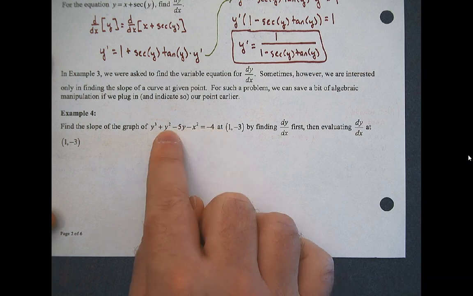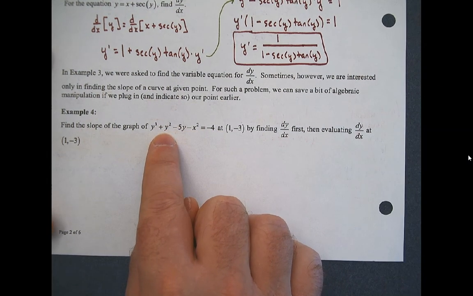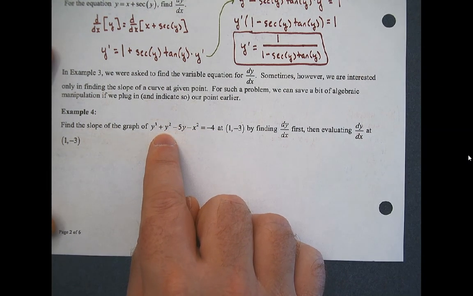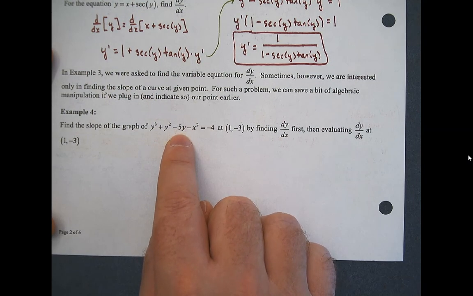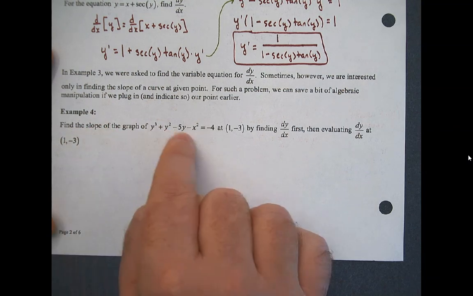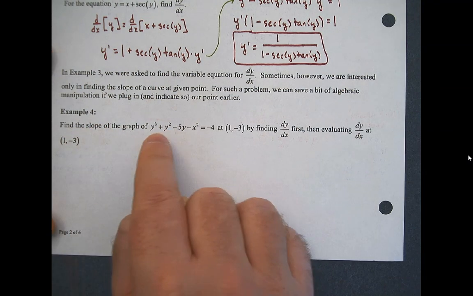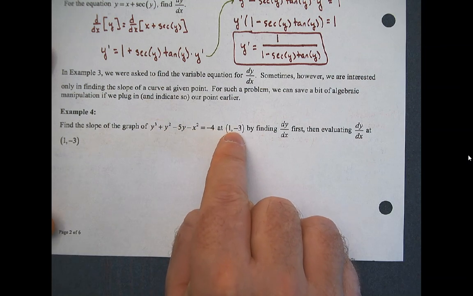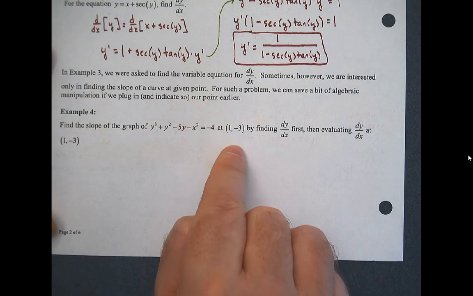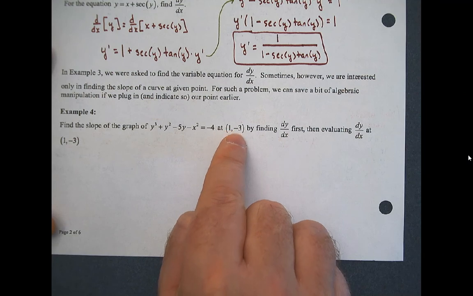This is some crazy graph. It's probably like an ellipse or, I don't know. We could get out our Desmos and graph it, but I'm not even sure what this would make. It's going to make some curve, and what we want to do is figure out the slope of the curve, not the tangent line, but the slope of the tangent line at the point (1, -3).